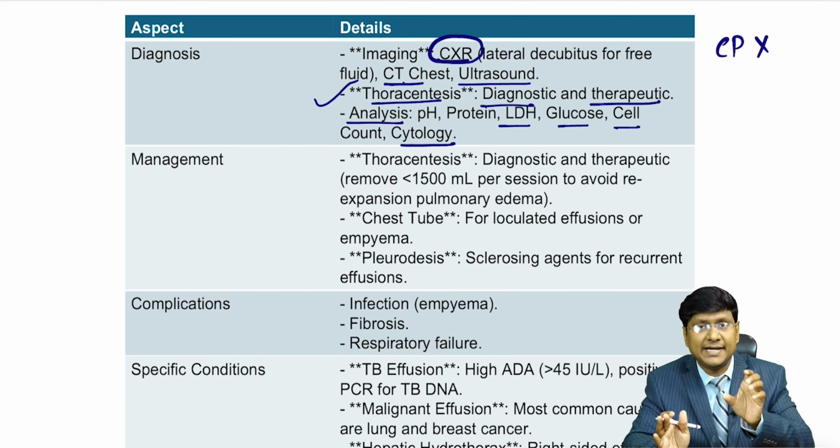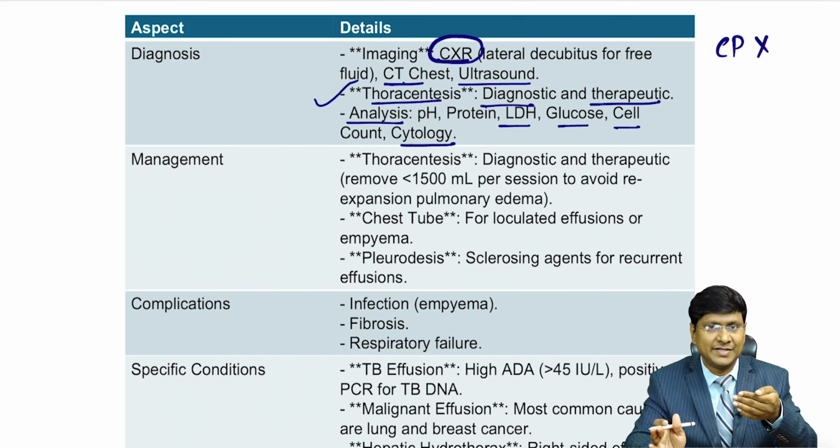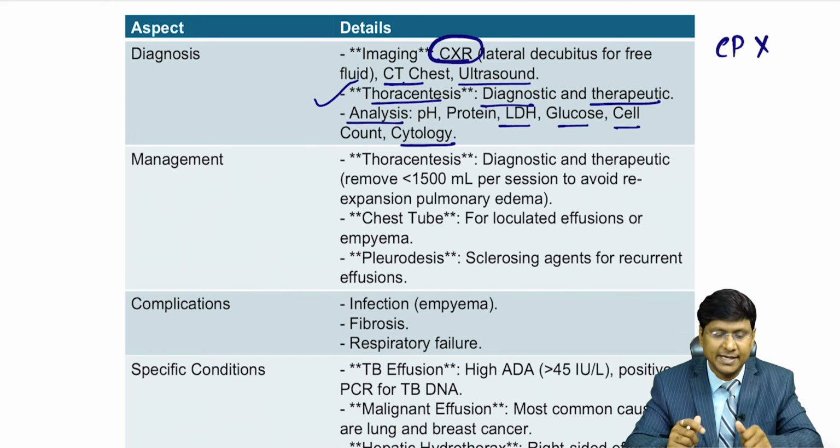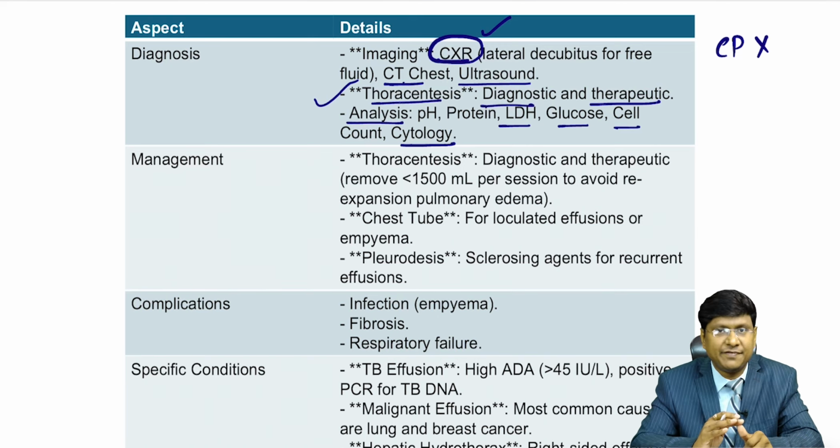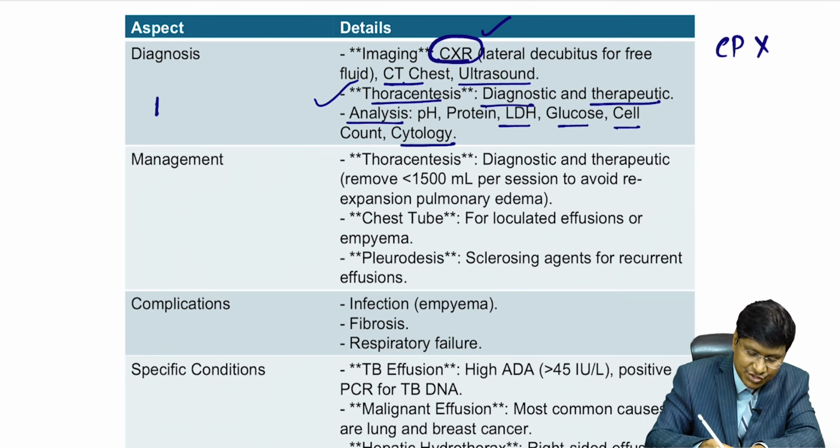So in the diagnosis, chest X-ray is the first line investigation, and the earliest feature will be blunting of the costophrenic angle. Then what are the other chest X-ray findings? You will have the presence of homogeneous opacity. You have the trachea being shifted to the opposite side, and you have the presence of the Ellis S-shaped curve.